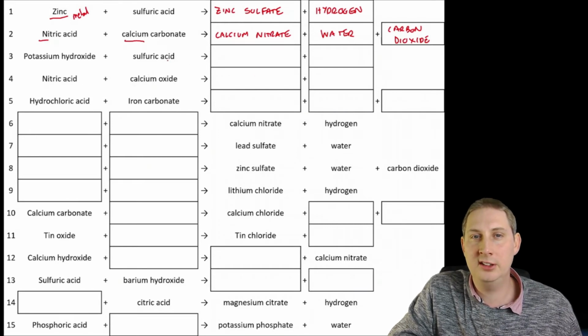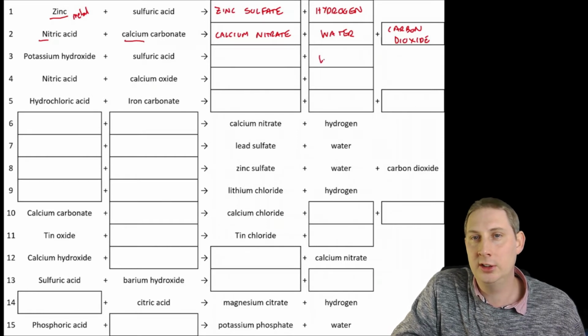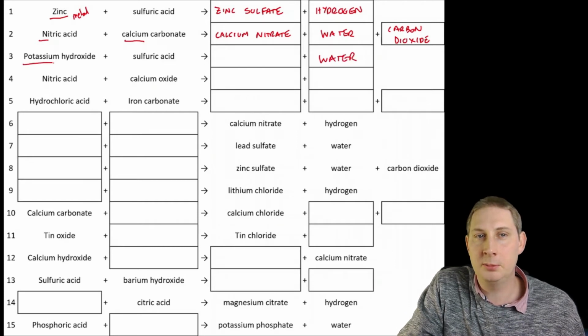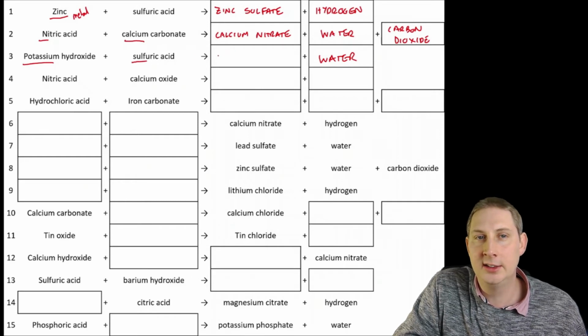Potassium hydroxide and sulfuric acid. This is a base and an acid, makes a salt and water. What do we call the salt? Potassium something. Sulfuric acid makes sulfates, so potassium sulfate.